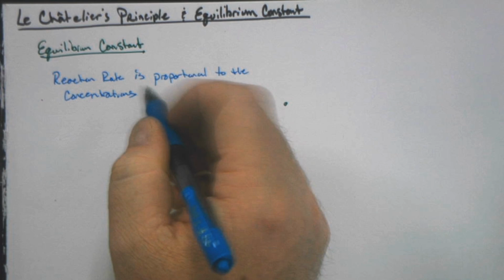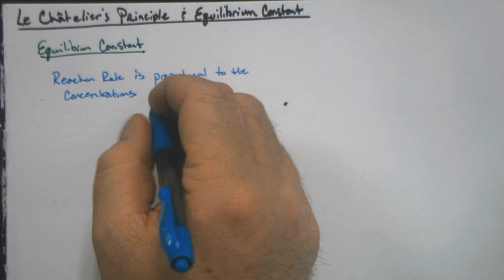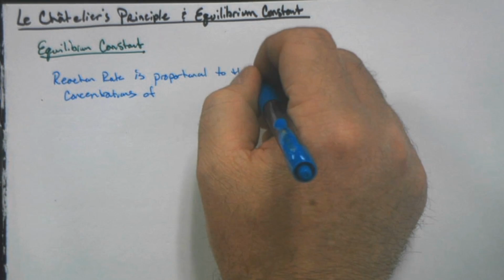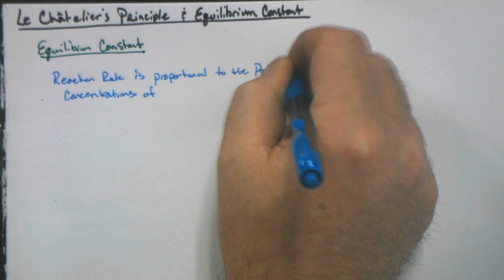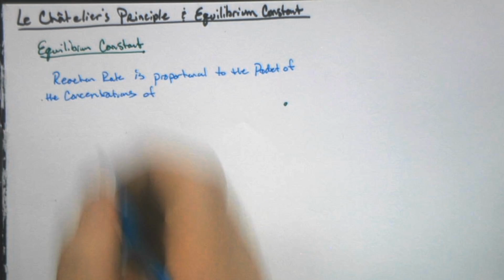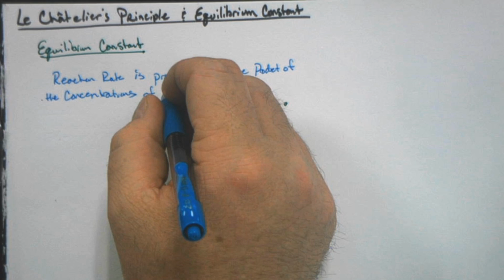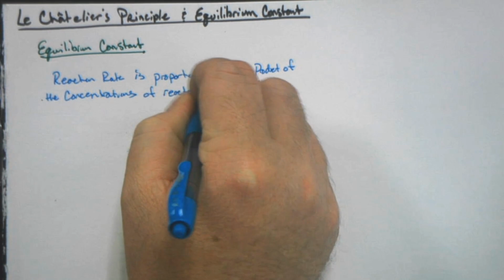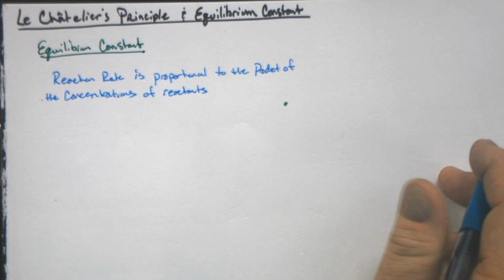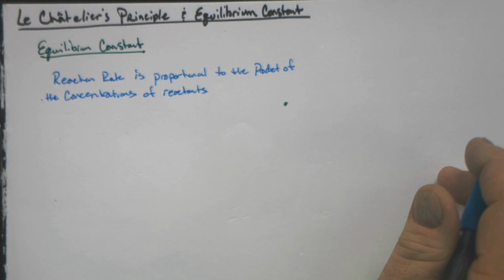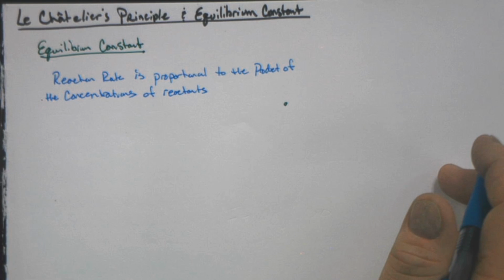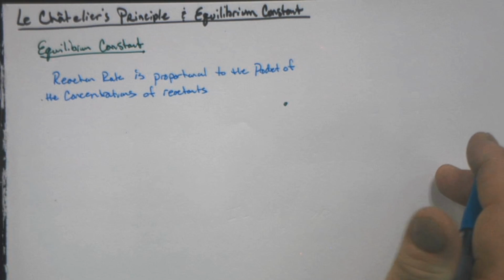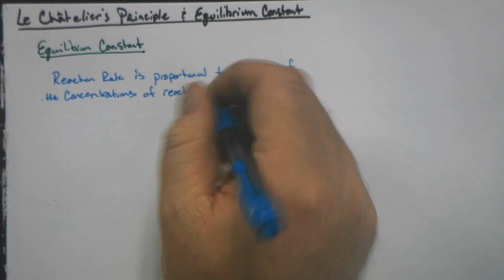Reaction rate is proportional to the concentrations of the reactants. I'm sorry, proportional to the product of the concentrations of the reactants. Got that? All right, so here's how this works.